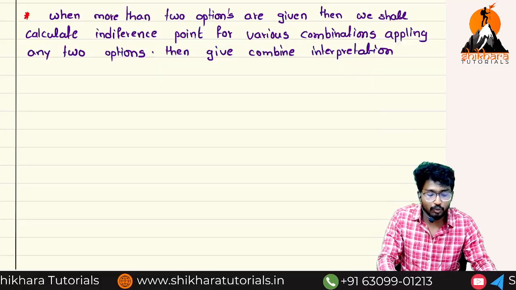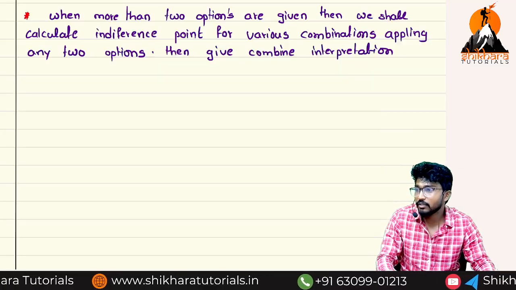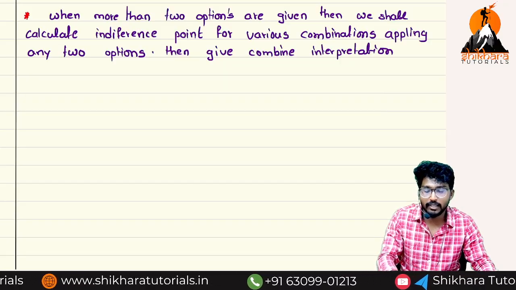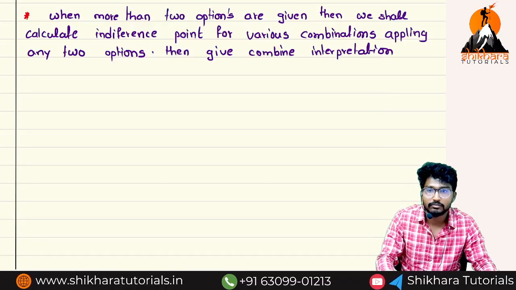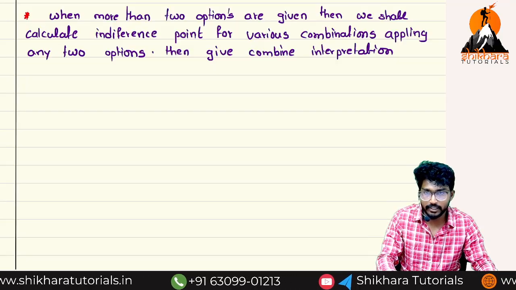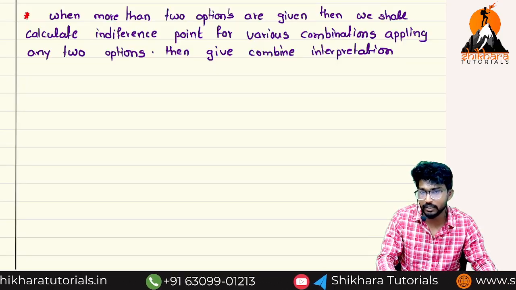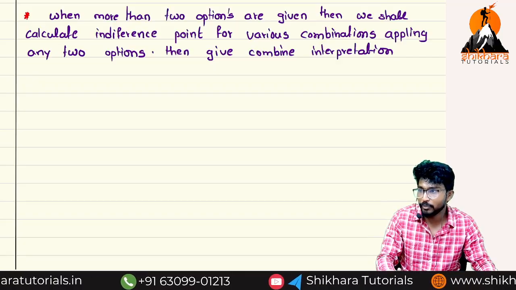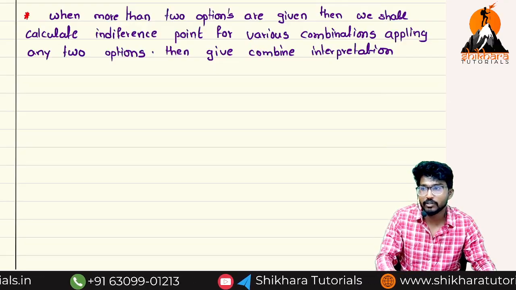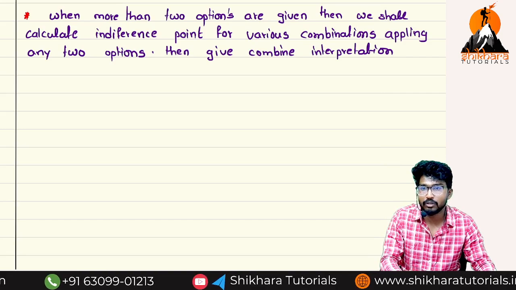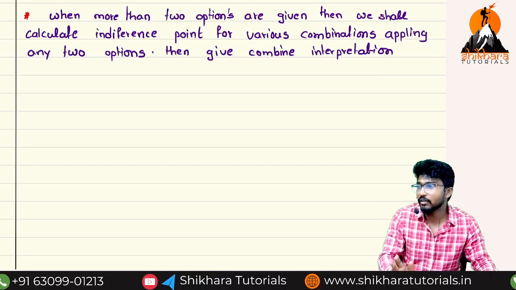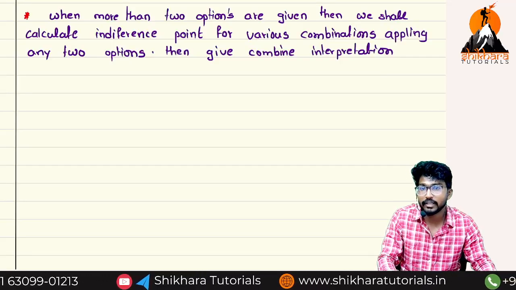When more than 2 options are given, here we have petrol and diesel. For example, another car is added, electronic. You have to calculate the indifference point for AB, petrol and diesel, BC, diesel and electronic, and CA, electronic and petrol. Then give your interpretations. You have to give a range. From this range to this range, petrol. From this range to this range, diesel. Above this range, electronic.